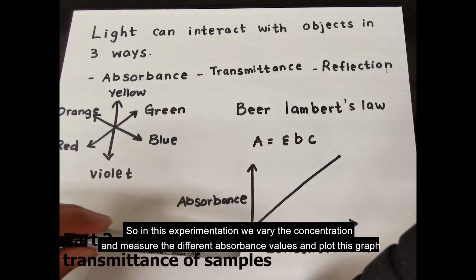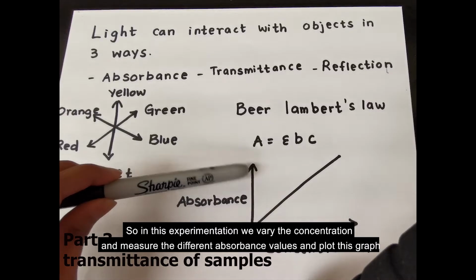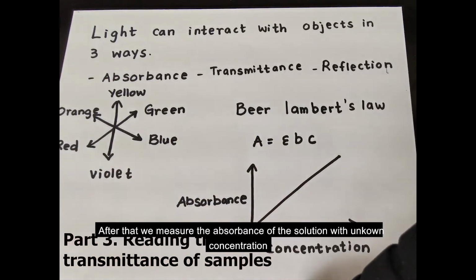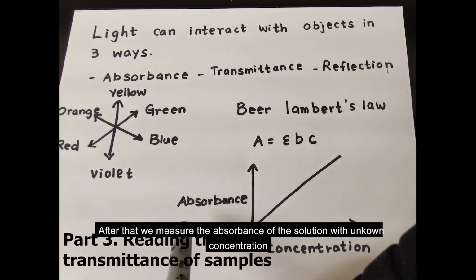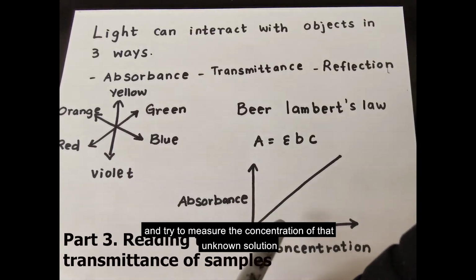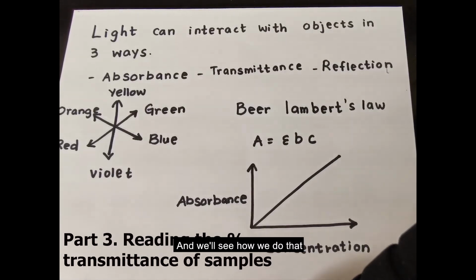So in this experiment, we vary the concentration and measure different absorbance values and plot this graph. After that, we measure the absorbance of a solution with unknown concentration and try to determine the concentration of that unknown solution. So this is what we'll be doing in this experiment, and we'll see how we do that.